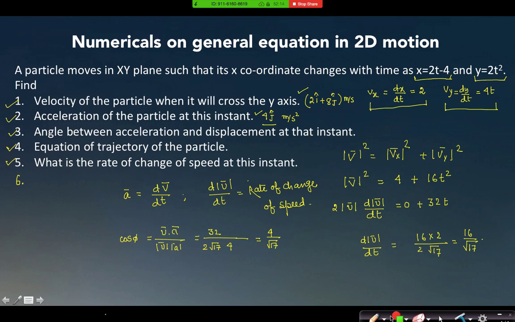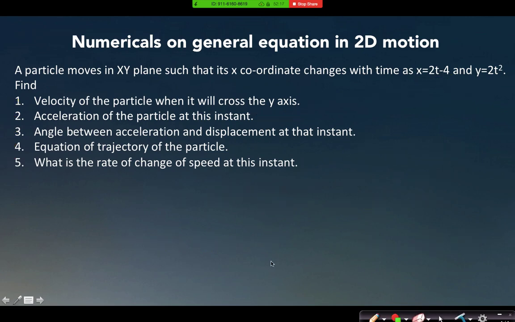Now try to understand this concept. If a particle is moving along a curved path in a two-dimensional motion, then at this particular instant the velocity of the particle is along this line, which is the tangent to the path. In which direction does its acceleration lie? Suppose the acceleration lies along this line, and let us assume the angle between acceleration and velocity vector is theta.